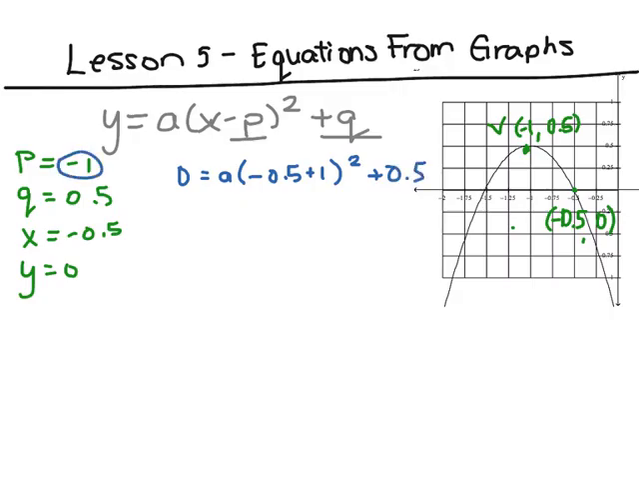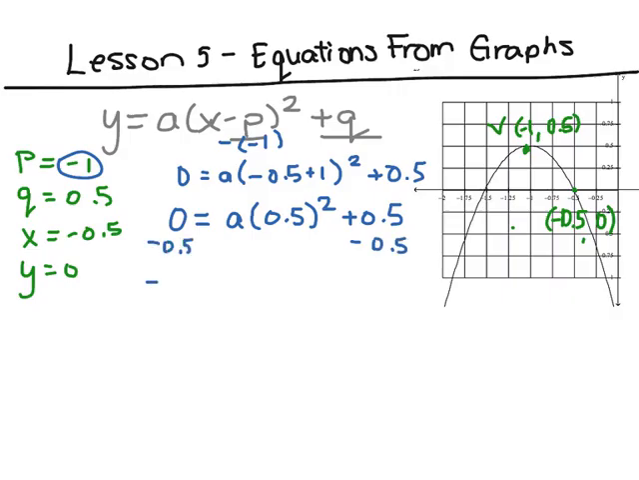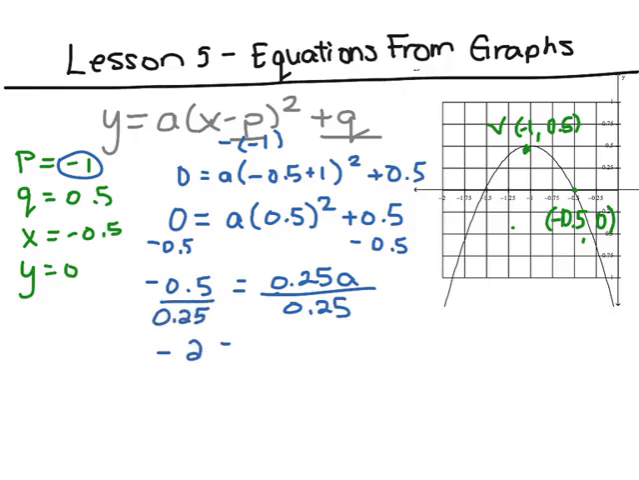So remember, when you put this into here, we'd have minus negative 1. That turns into a positive. So we have 0 is equal to a, 0.5 squared plus 0.5, minus 0.5 to the other side, we have negative 0.5 is equal to 0.25a. Divide by 0.25, and you get negative 2 is equal to a. So our equation would be y is equal to negative 2, x plus 1, squared, plus 0.5.